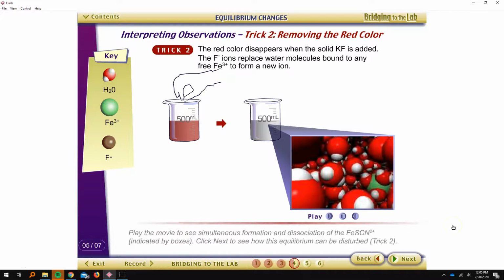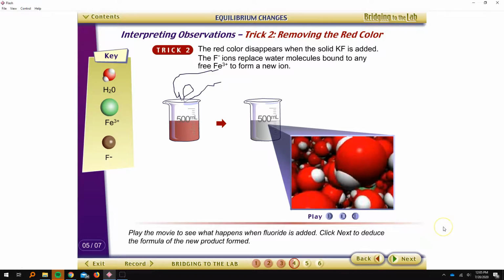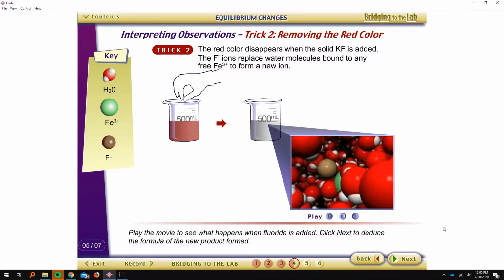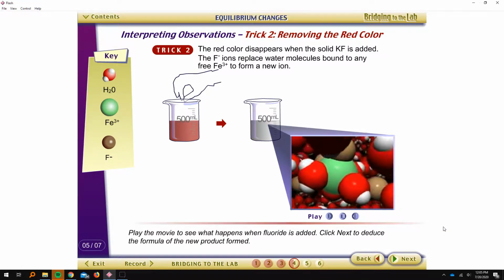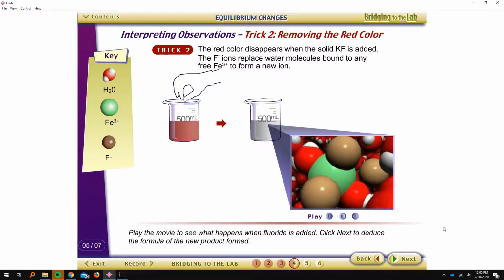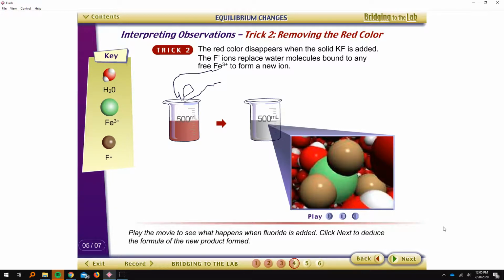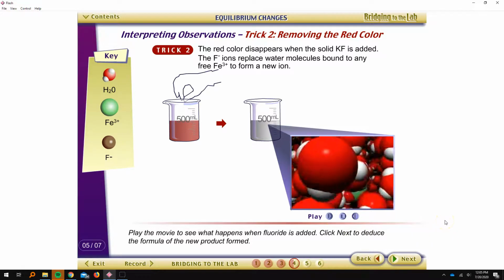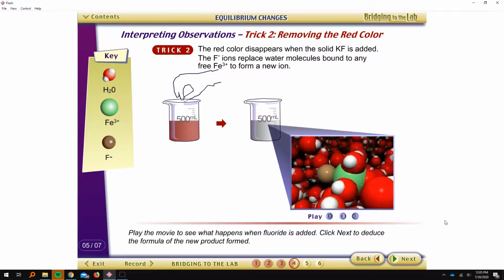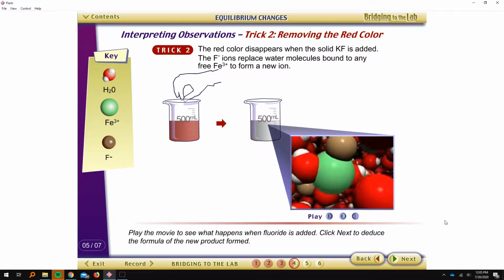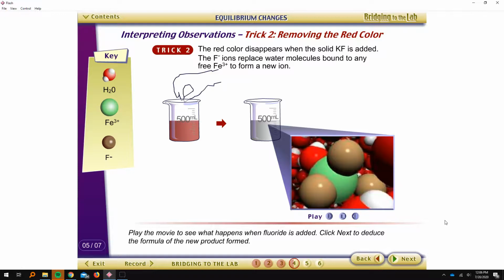Alright, so the red color disappears when the solid KF is added. So let's watch this one. We got fluoride hooking up there. So let me show you guys that again. The fluoride displaces, replaces the water and then gives off the free iron 3+.